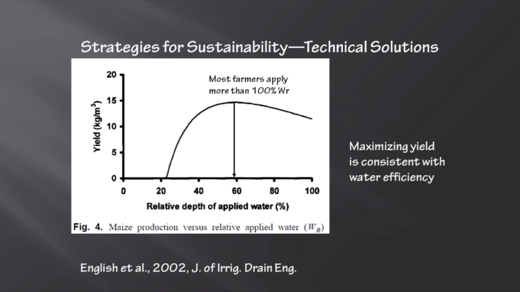He's using this variable called the relative depth of applied water. What that means is that you apply enough water to your field so that 90% of your field is not at water deficit. So there's plenty of water for the plant over 90% of the field. And most farmers tend to apply more water than 100% RW. And what this work is showing, and this is based on empirical data measured at various agricultural areas, is that in general, the optimum yield occurs more like 60% of the total water application.